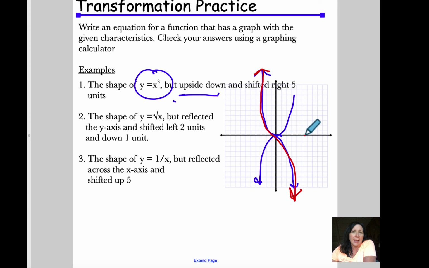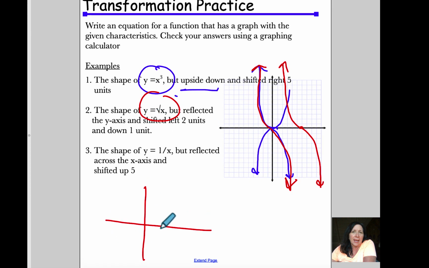So now I'm going to go over 5, and then I'm going to redraw my graph, and then that would be done. For this second one, which is the square root of x, that would look like that. It's reflected across the y-axis, so now it looks like that. It's shifted left 2 units, so now it goes like that. And then down 1 unit, it starts here and then does that. And so that would be done.